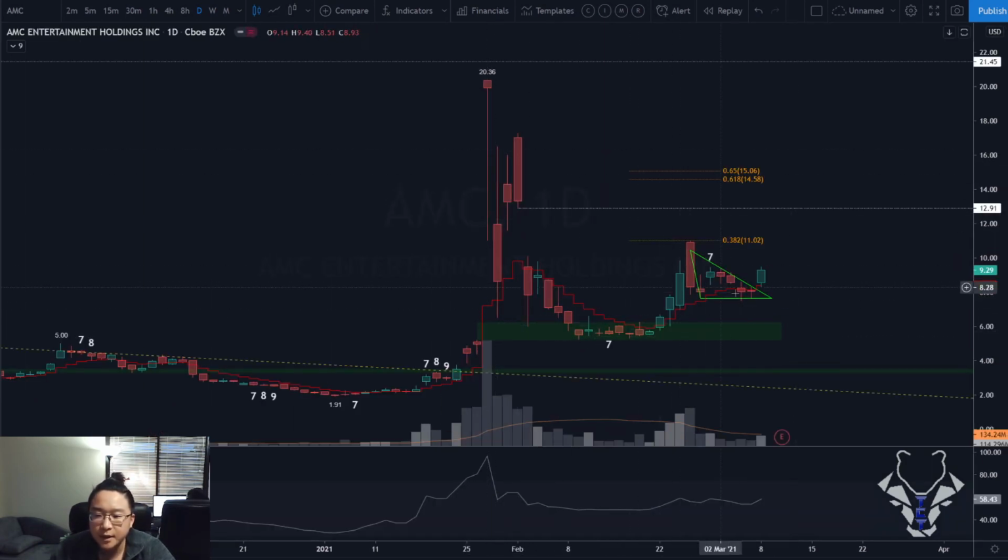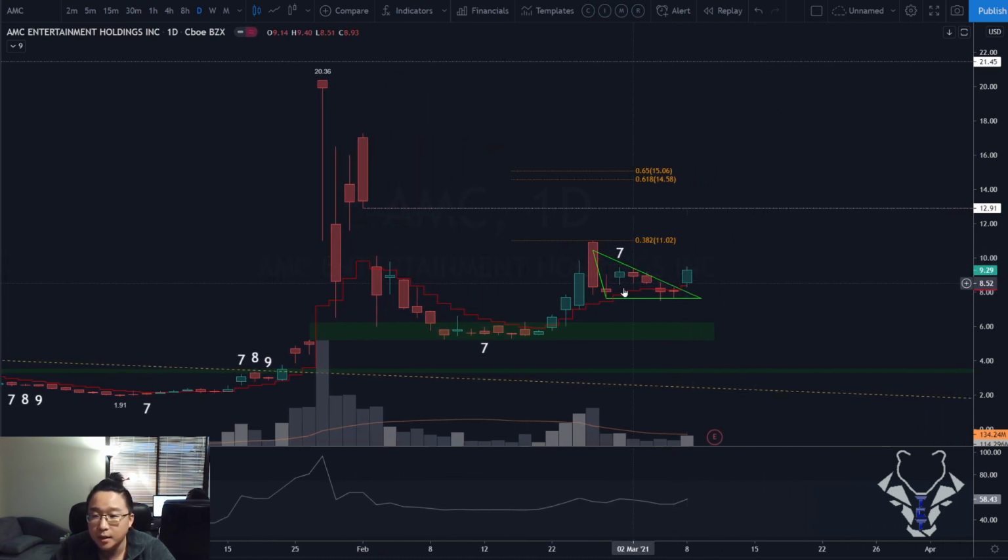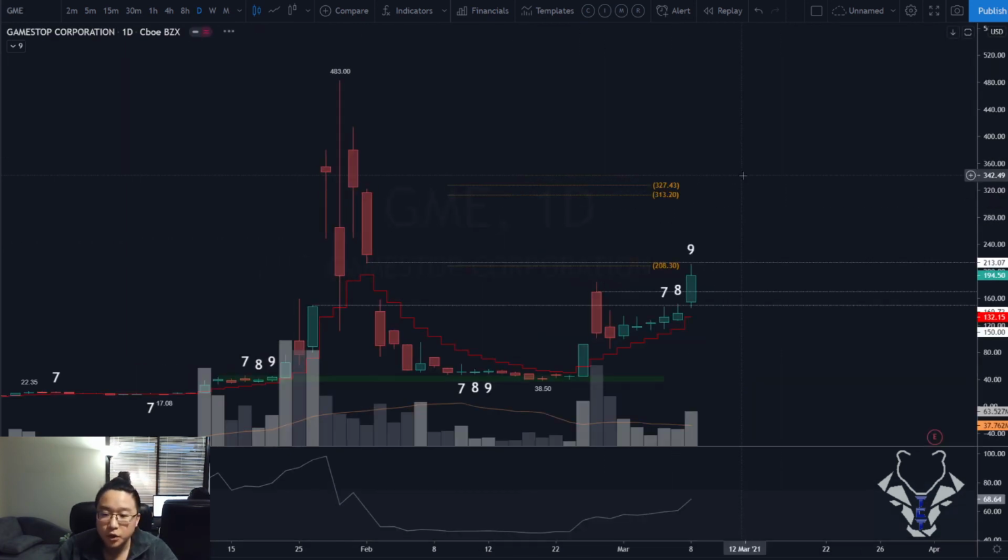Similar idea, ABCD pattern. Now seeing the beginning of a follow through. This is a lagger play to GME. There is potential for a very decent play from here. Watch for tomorrow's follow through. Earnings, however, is coming up March 10th. That could hinder the move a little bit more. Whereas GME, not for some time. Next.